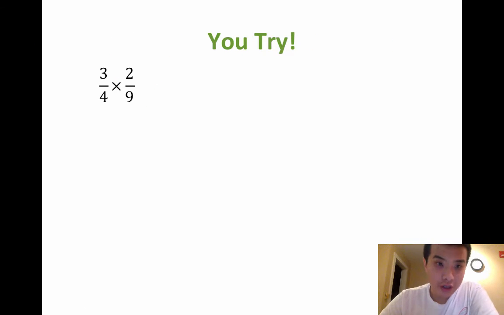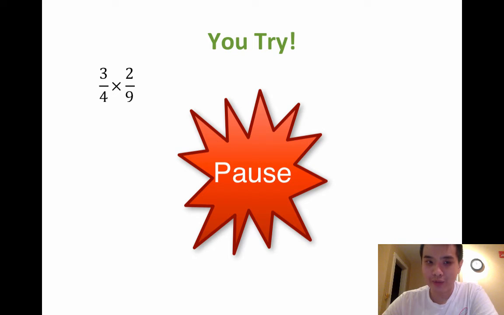Now it's your turn to try. Take a look at this expression, 3/4 times 2/9, and try to simplify first and then multiply across to get your final answer. Pause the video at this point and try this problem out on your own.